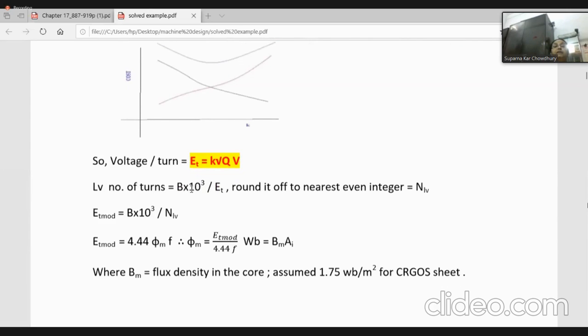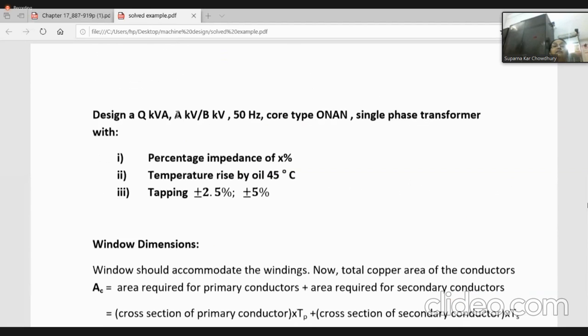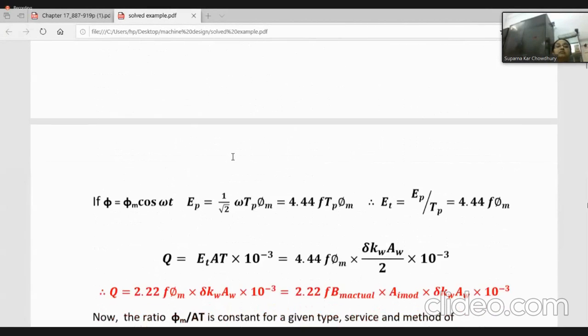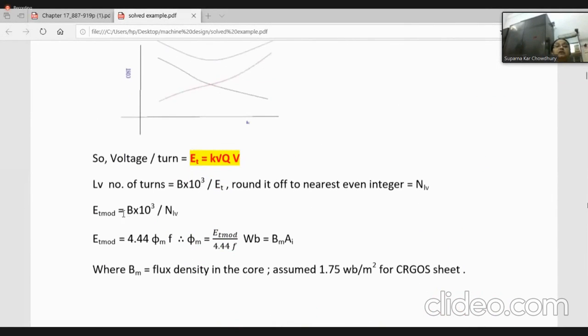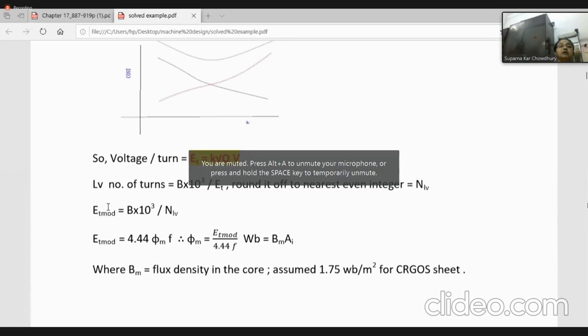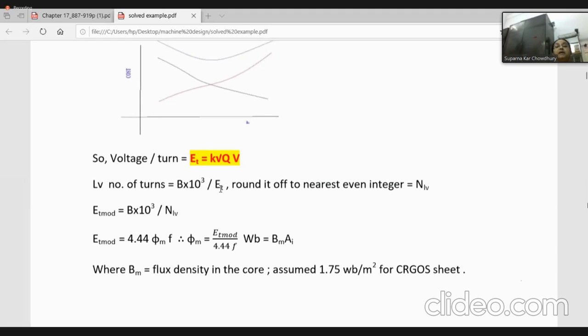Now, if you remember, I have defined the voltage as A kV by B kV. Actually we start with the low voltage. I have considered a step down. So this B is the low voltage, because we first start from the low voltage side, since it is on the inner side. So this is ET, and the low voltage number of turns is B into 10 to the power 3 by ET.